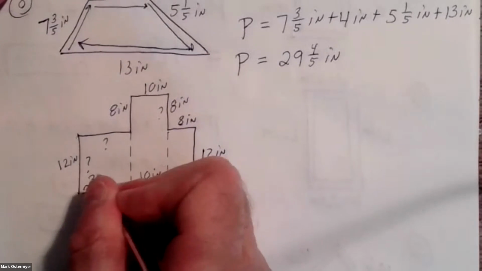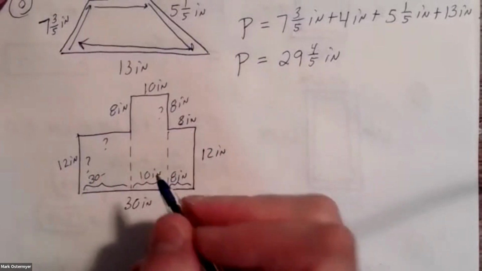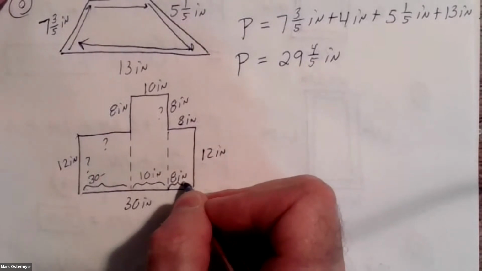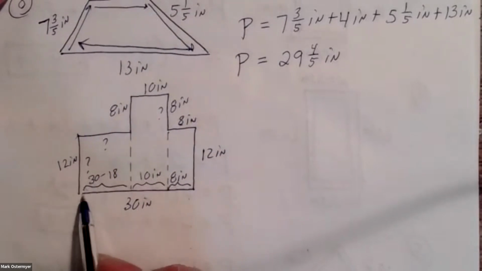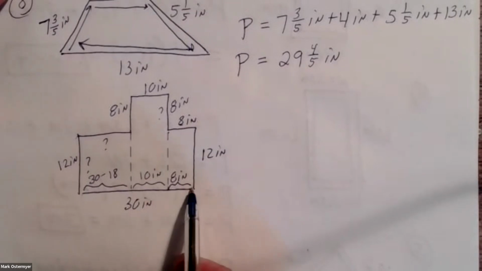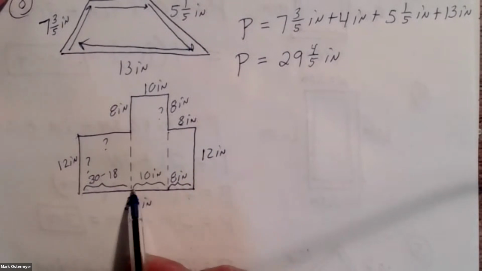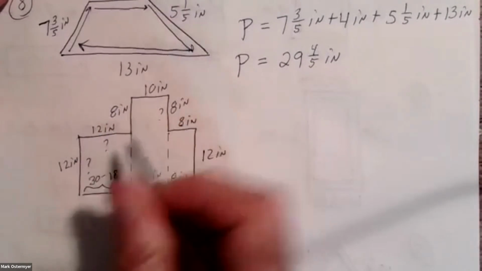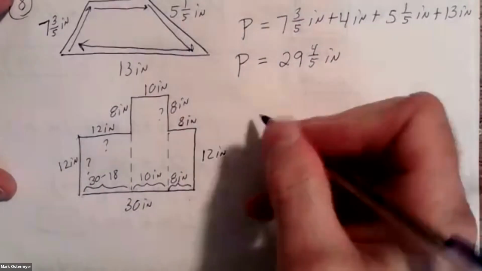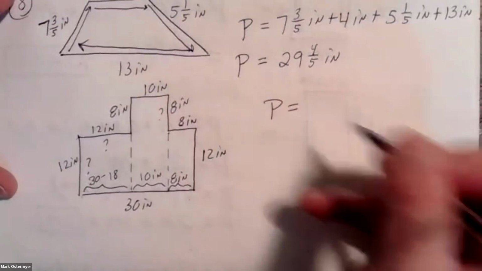So what is 30 minus 10 plus 8? 18. What is 30 minus 18? 30 inches minus 18 inches. 12 inches. So if this is 12 inches, this must be 12 inches up here. Now we know all the sides. So now we can compute the perimeter of this shape.